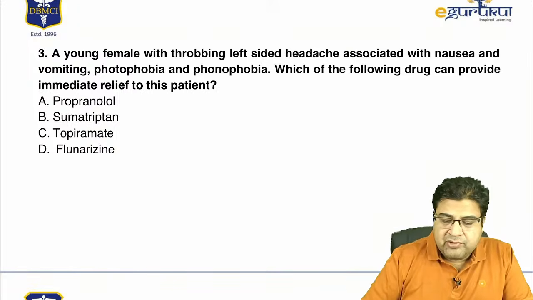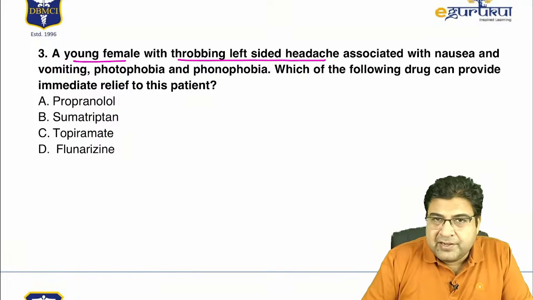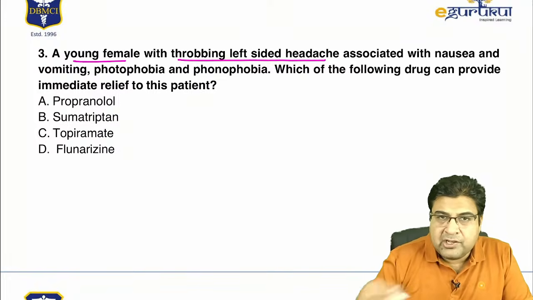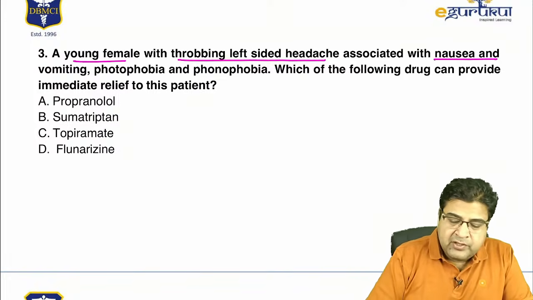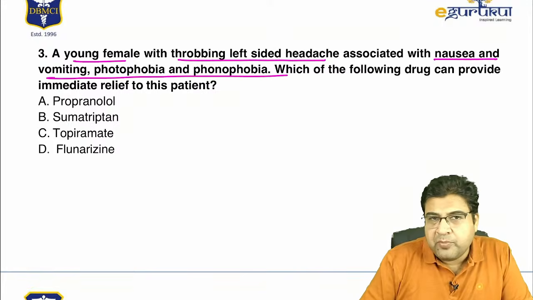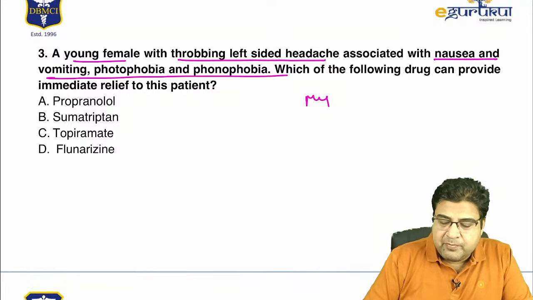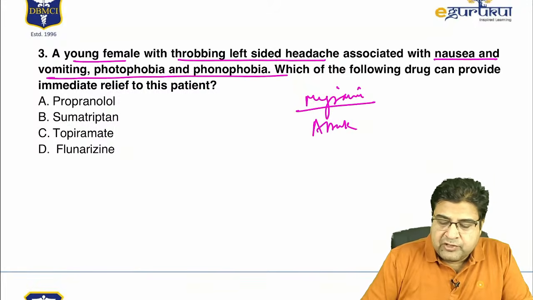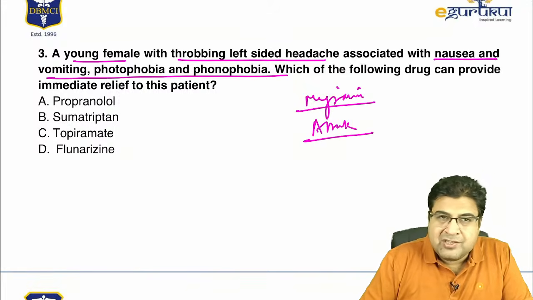So question number three, a young female who is having a throbbing left-sided headache, only one-sided headache, unilateral headache, associated with nausea, vomiting, photophobia, phonophobia, like she is a typical case of migraine. So this is a typical case of an acute attack of migraine. Now, which of the following drugs can be given for immediate relief?